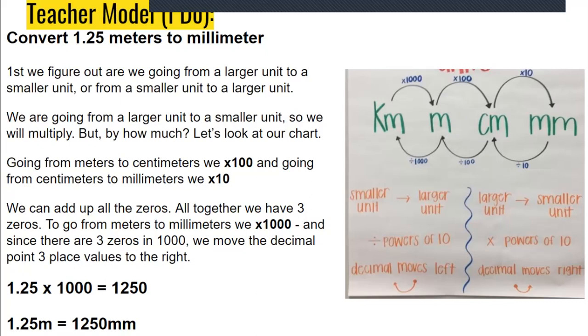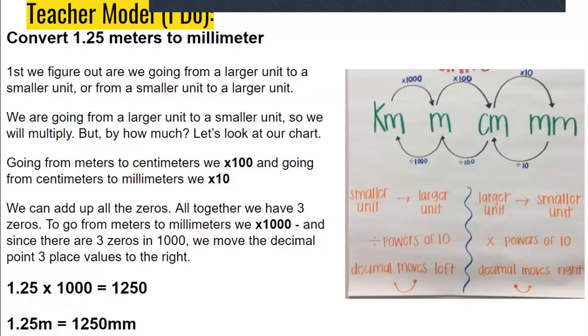Is that understood? Yes. Okay. We're taking it from 100 and from 10, which is really the same as 1,000. It also has 3 zeros. So to go from meters to millimeters, we have to multiply by 1,000. I'm just writing it down so I can show you. And since there are 3 zeros in 1,000, we move the decimal point 3 place values to the right because we are going from a larger to a smaller unit.